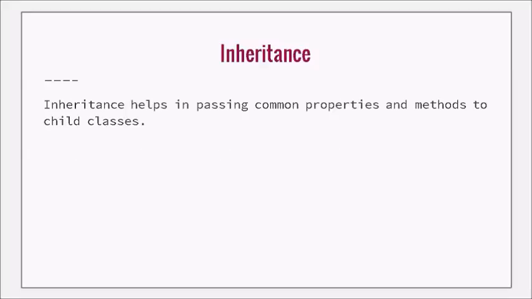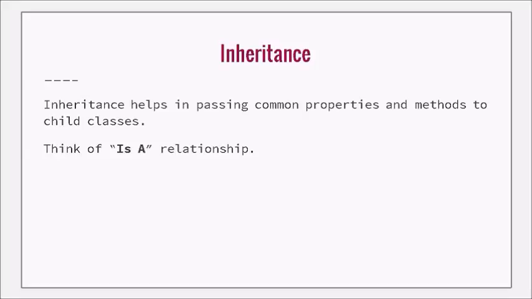So now let's understand a little bit more. Inheritance helps in passing common properties and methods to classes. If we look at inheritance from another angle, suppose you want some common properties or methods to be passed on to many other classes, you can make them inherit a particular class. That way you can push certain common features and functionalities to child classes.